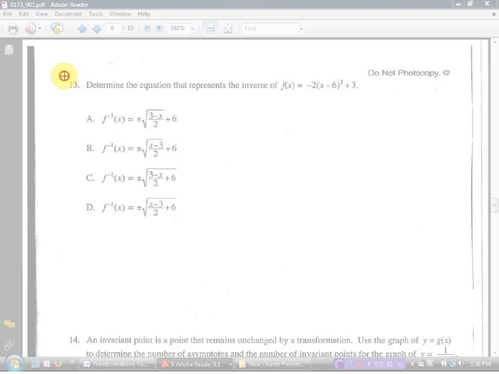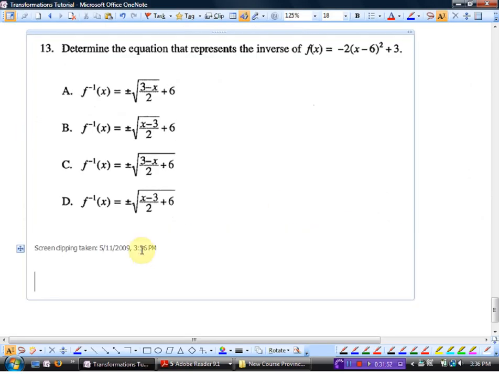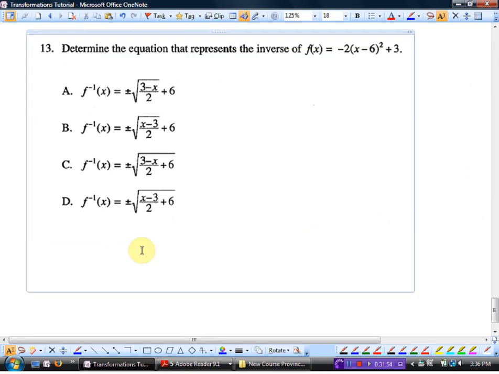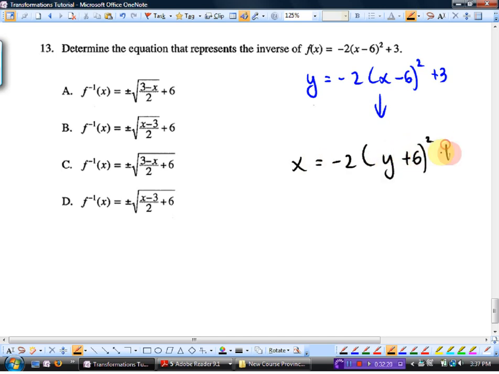Let's look at number 13. Now, here instead of finding an inverse graph, it wants me to find an inverse equation. Well, how do I find an inverse? Switch the x and y. This is one of the few times, to me, function notation is more confusing, because there's an x sitting in there. I don't like that. I replace the f of x with a y, just so I have a little bit less to keep track of. And now I'll do the inverse. How? Switch the x and y around. Absolutely. x equals negative 2 bracket y plus 6 all squared plus 3.